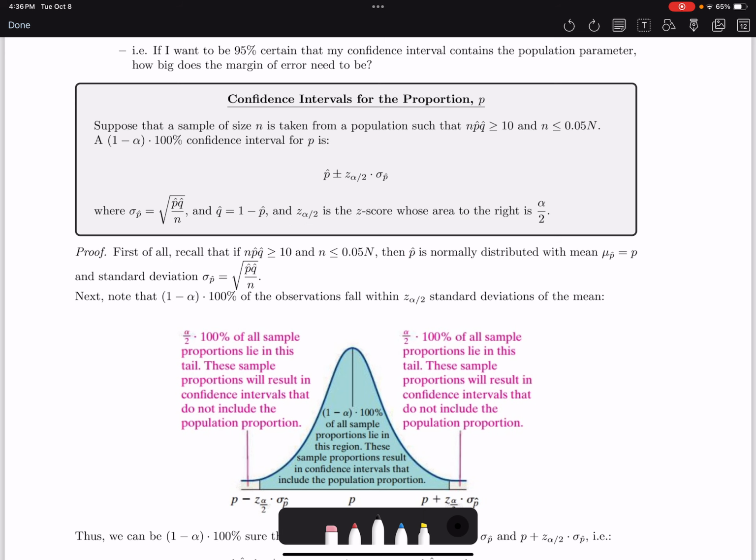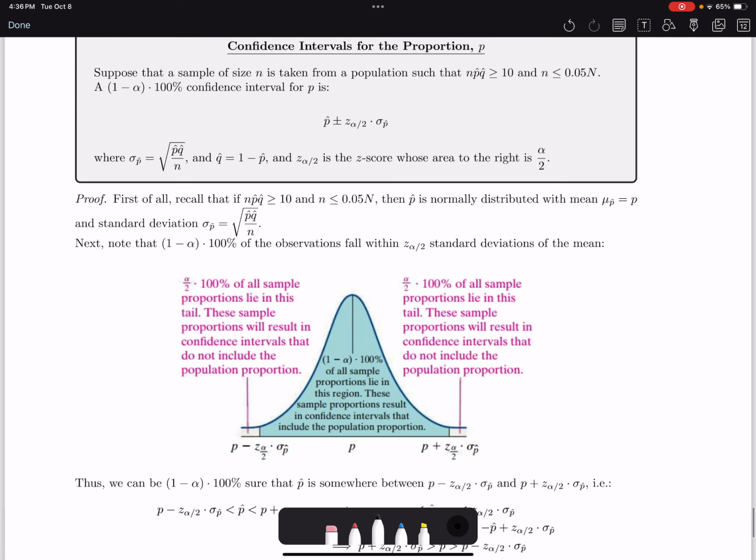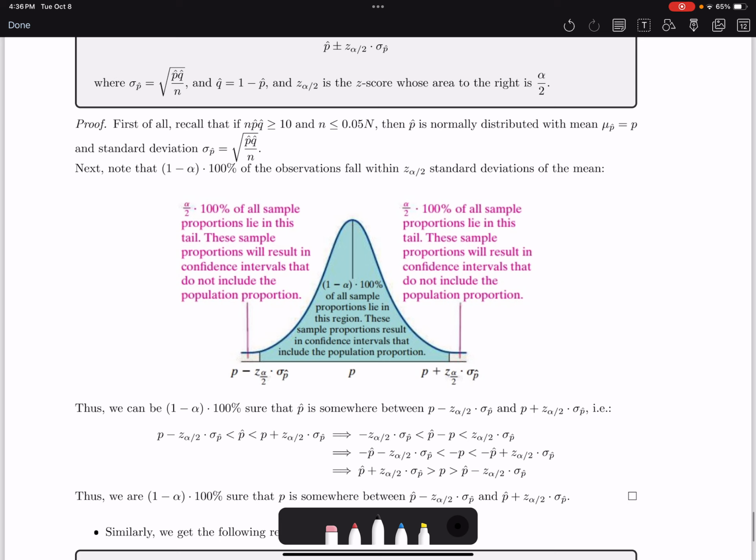So to understand why this is what technology is doing, note that 1 minus alpha times 100% of the observations are going to fall within z sub alpha over 2 standard deviations of the mean. Okay, here's a picture to kind of show that to you.